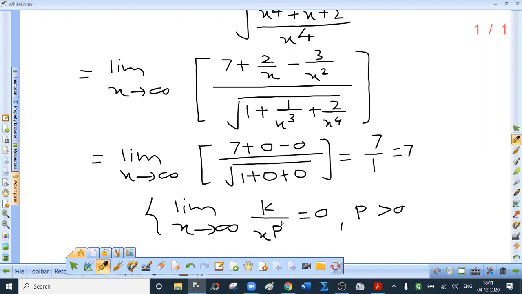If you do not mention this result, you won't get full marks. Limit x tends to infinity of k upon x raised to p equals 0, where p is greater than 0.